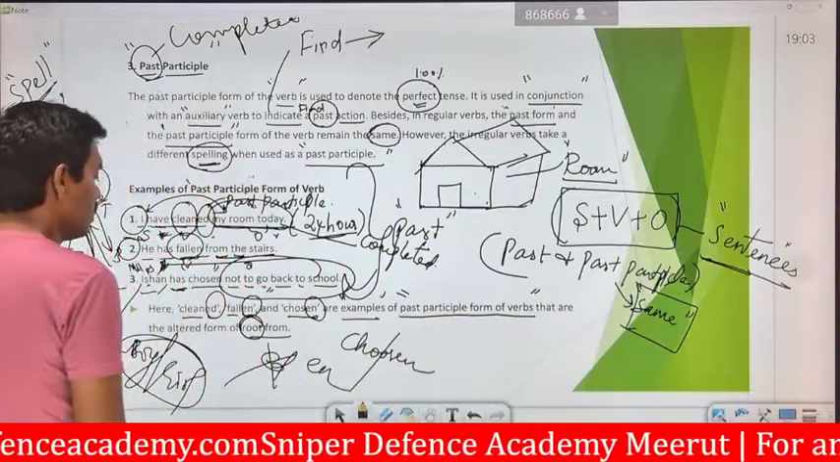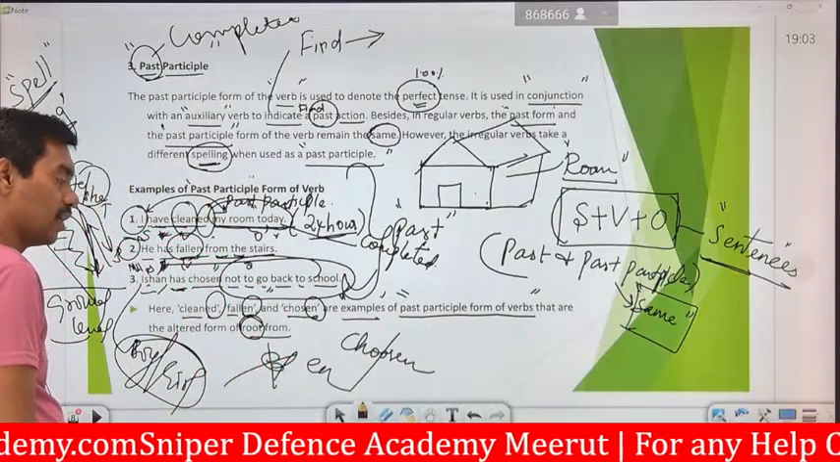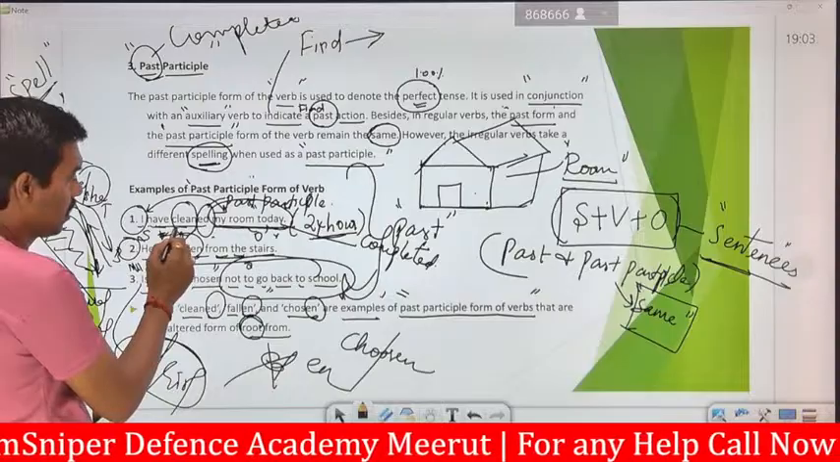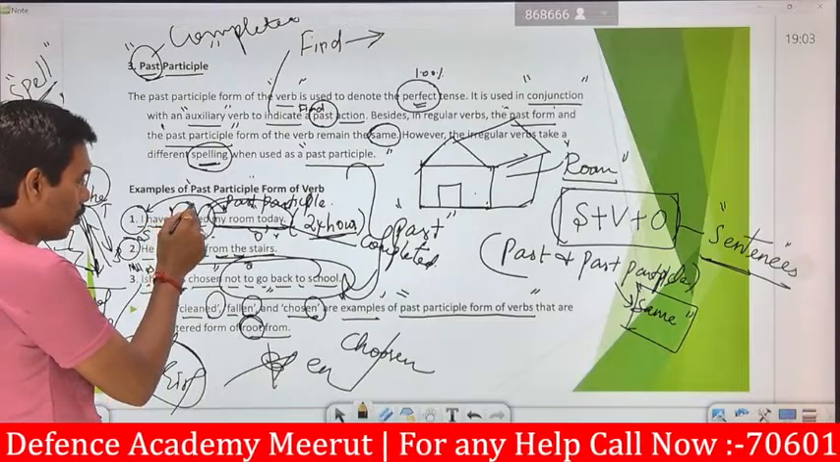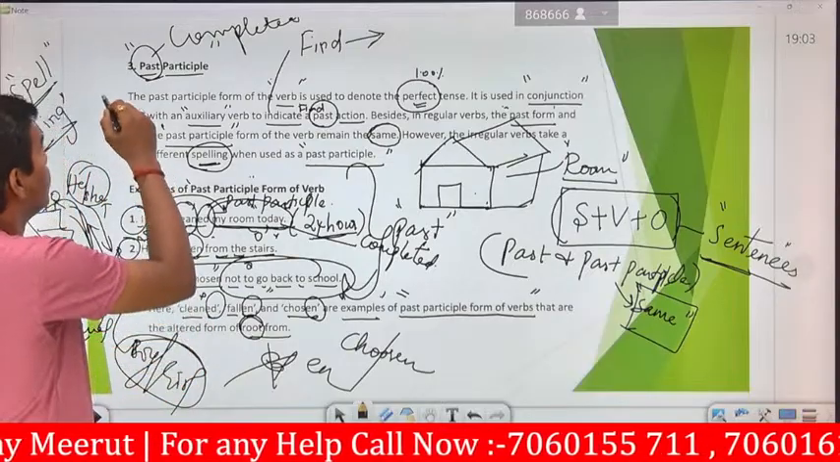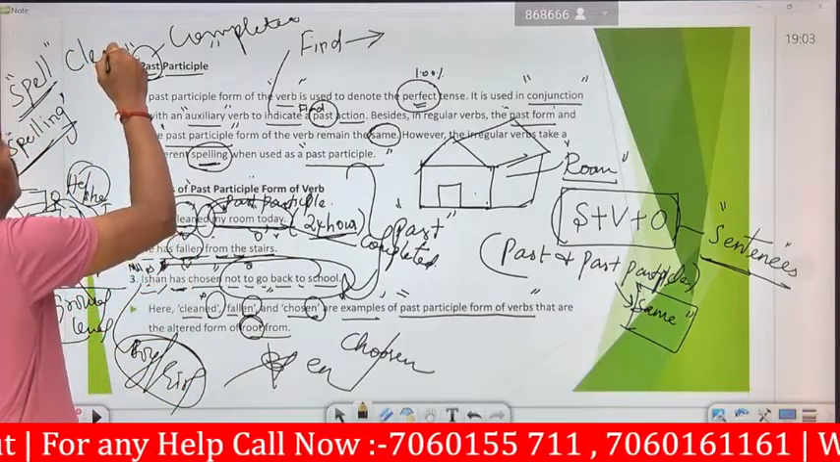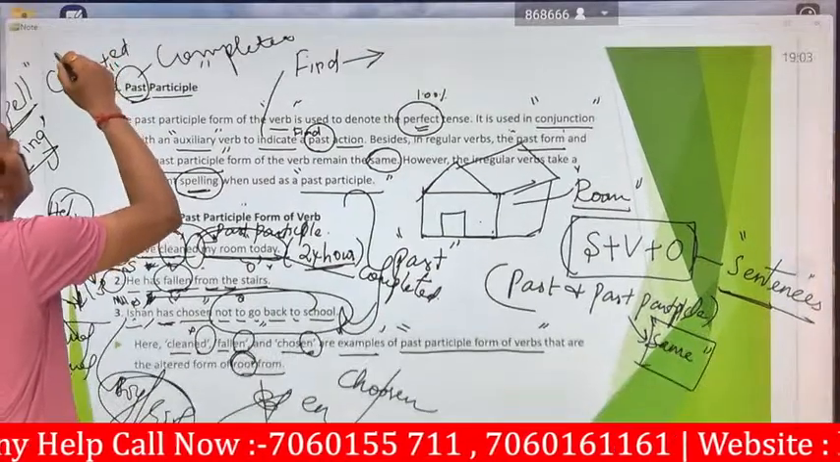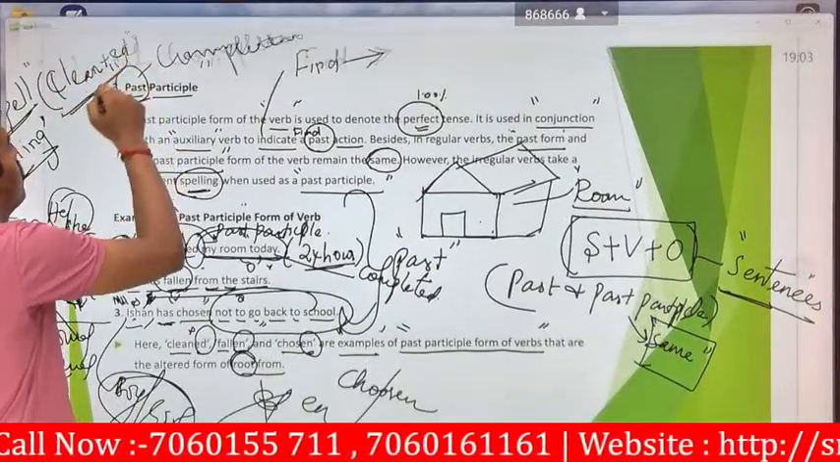So what are the words we can say? How to identify easily, teacher? Generally they are saying clean. Clean means cleaning is going on, maybe in the present. Cleaned: you are going to add ed. For example, clean plus ed is cleaned. Cleaned will represent the past.